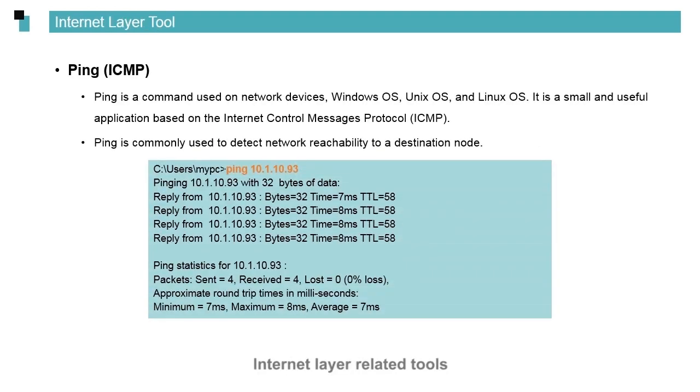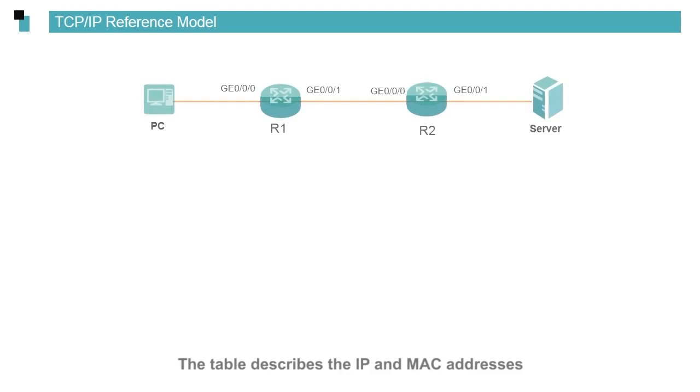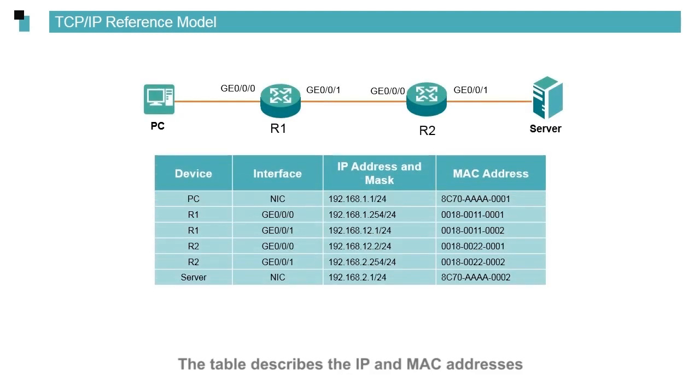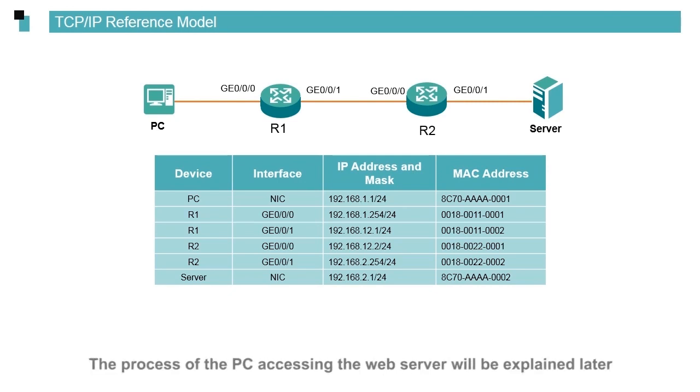Internet layer related tools. Ping is used to monitor reachability of a link from a local node to a remote address. Ping runs over ICMP. The table describes the IP and MAC addresses of each node along the path. The process of the PC accessing the web server will be explained later.